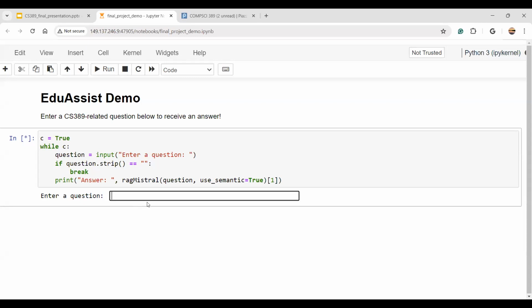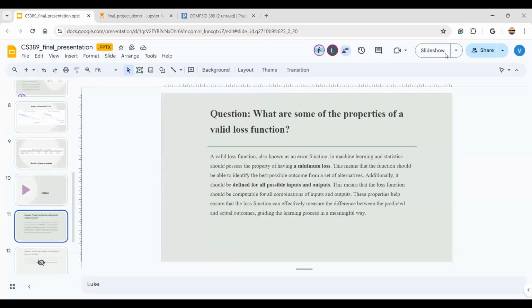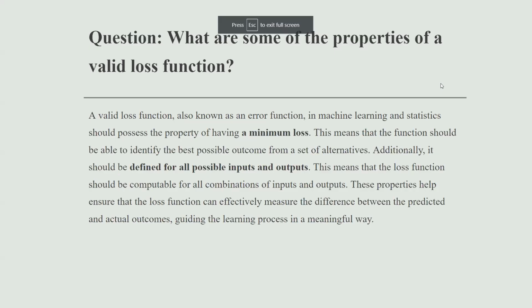So for the demo, we're going to type a question here. While this loads, look at an example question. This is just another example question we asked. What are some of the properties of a valid loss function?